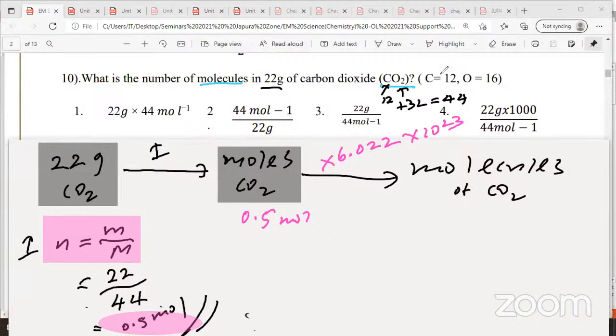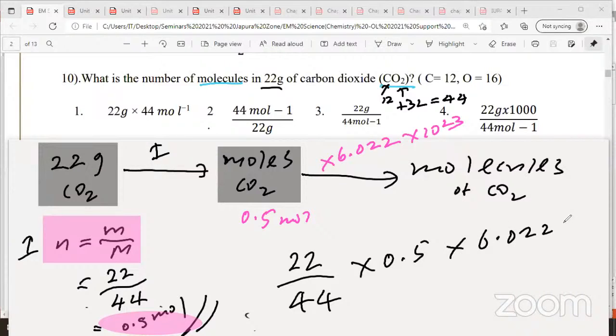That means 22 moles means 22 divided by 44. That's how you then multiplied by 0.5. That multiplied by Avogadro constant, 0.022 into 10 to the power 23.